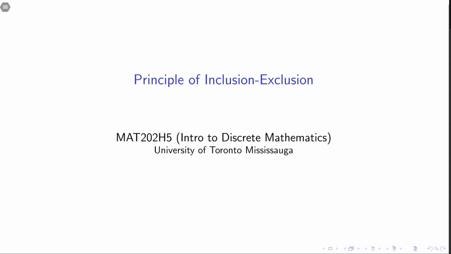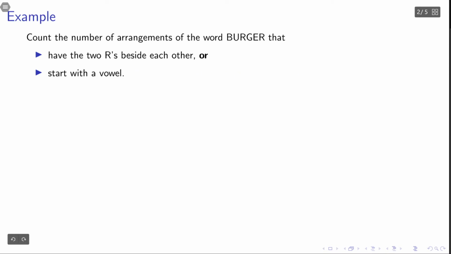Okay, so let's begin this video on the principle of inclusion-exclusion with an example. In this example, we're asked to count the number of arrangements of the word burger that have the two R's beside each other in the arrangement, or that start with a vowel. So the word burger has two R's, and that's the only letter that's repeated here.